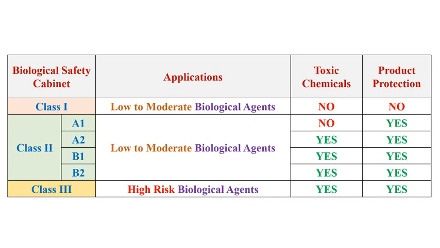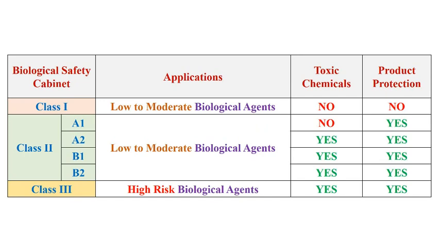Welcome Genetic Teacher Channel. Today, we are talking about differences between laminar airflow cabinet, chemical fume hood cabinet, and biological safety cabinet. Firstly, according to biological safety cabinet, there are three types related to its applications. These types are Class 1, Class 2, and Class 3.